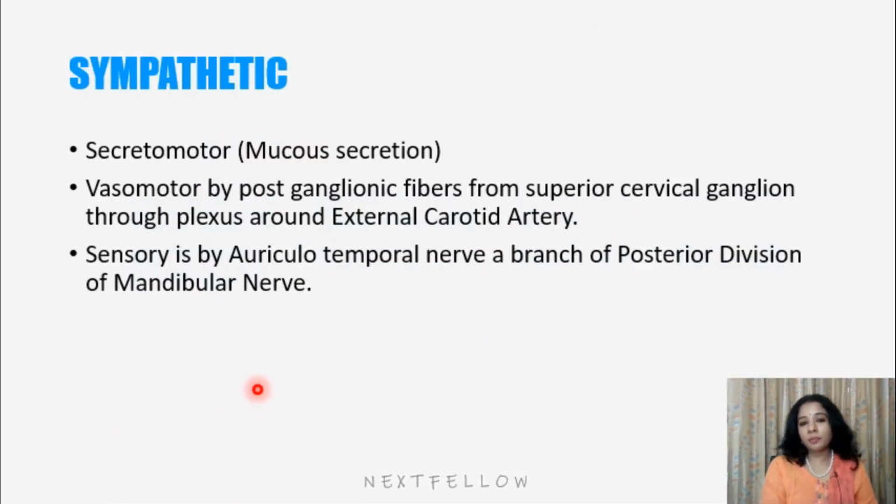Sympathetic supply to the parotid: stimulation of sympathetic causes thick mucus secretions. We know the parotid gland has serous acini and thin watery secretions. So parasympathetic stimulation is more than the sympathetic stimulation. And vasomotor is by sympathetic. The postganglionic fibers for the sympathetic arise from the superior cervical ganglion, which forms a plexus around the external carotid artery, which is located within the gland itself. And the sensory supply is by the auriculotemporal nerve, which is a branch of the posterior division of the mandibular nerve, and supplies the parotid gland.